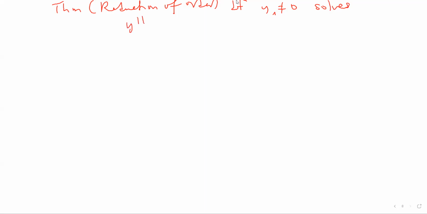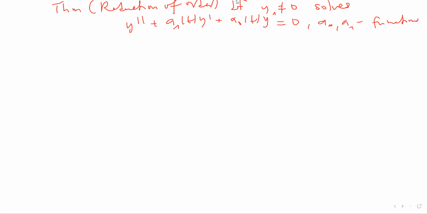Okay, so the fact we are now able to realize, let's go systematically. Now, if you write a theorem for the reduction of order, then we say that if you have a non-zero function y1, which is a solution to y'' + a1(t) y' + a0(t) y = 0. Of course, here a0 and a1 are functions that are given.